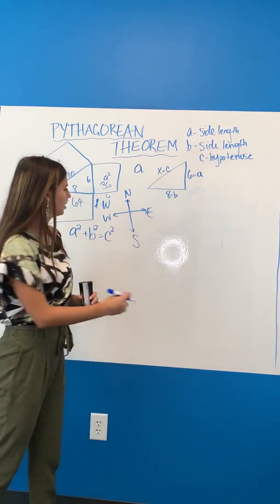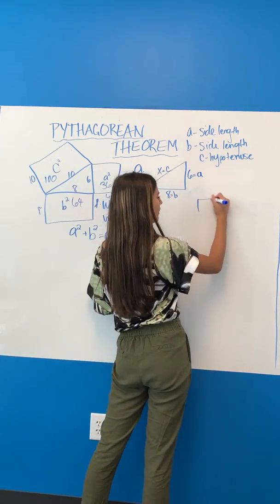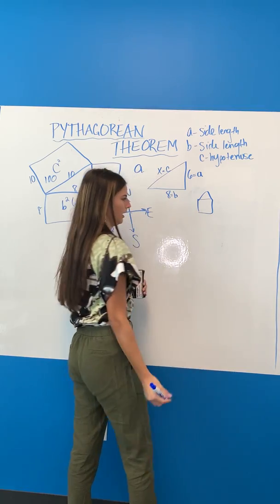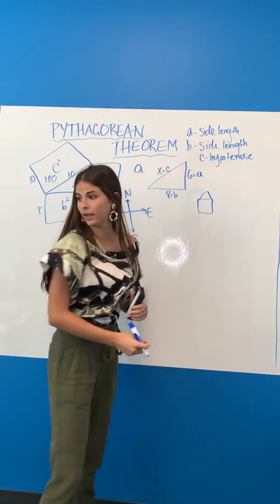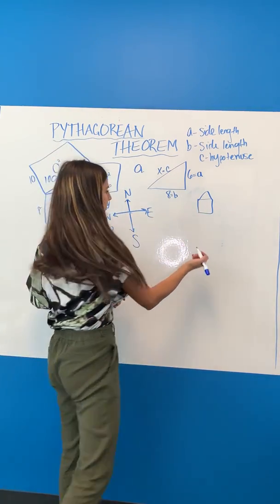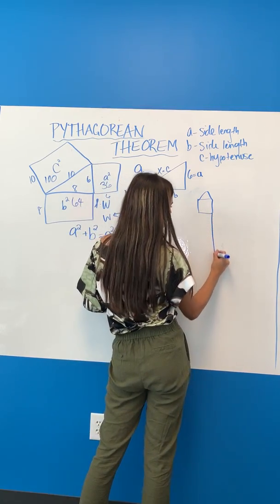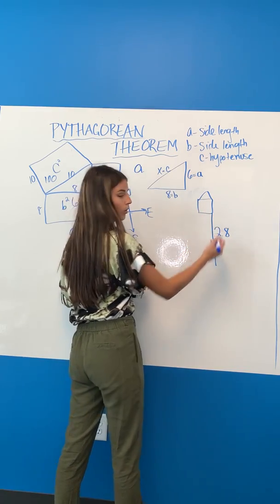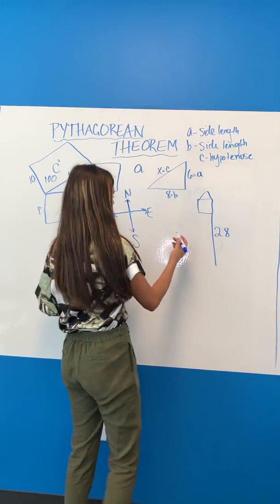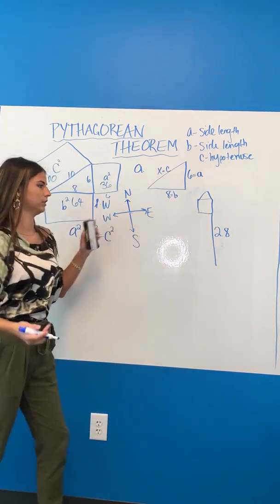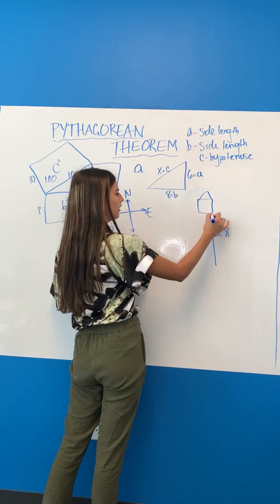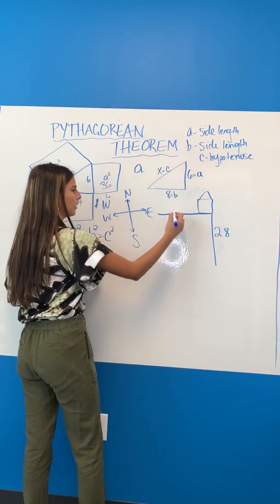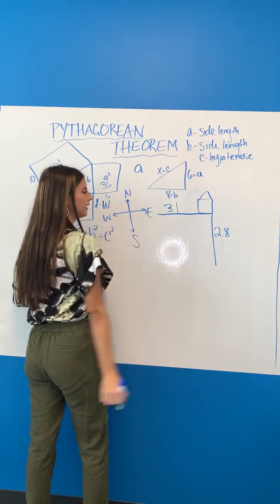So for this one, now we have their cabin, and one of them headed south 2.8 miles. So south is going to be down, and that's going to be 2.8 miles. And then one of them headed west 3.1. So west is going to be towards me. So we're going to draw a line over here, going 3.1 miles.